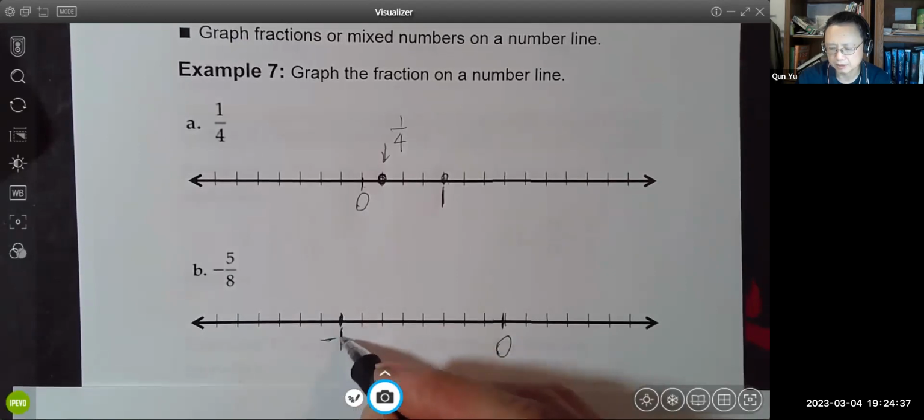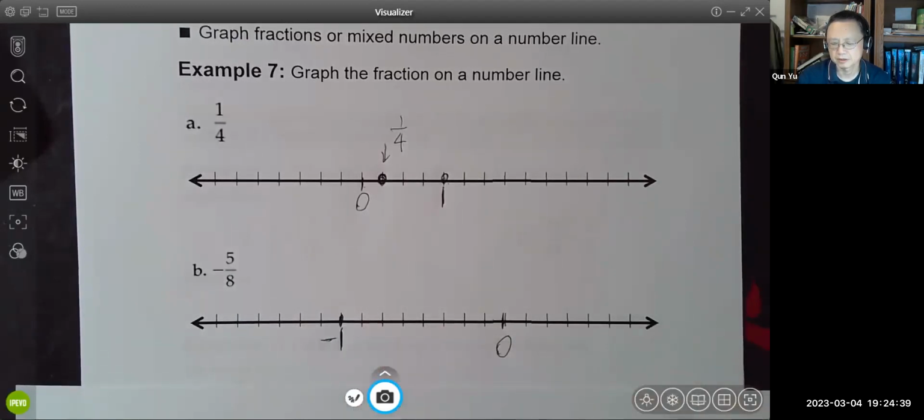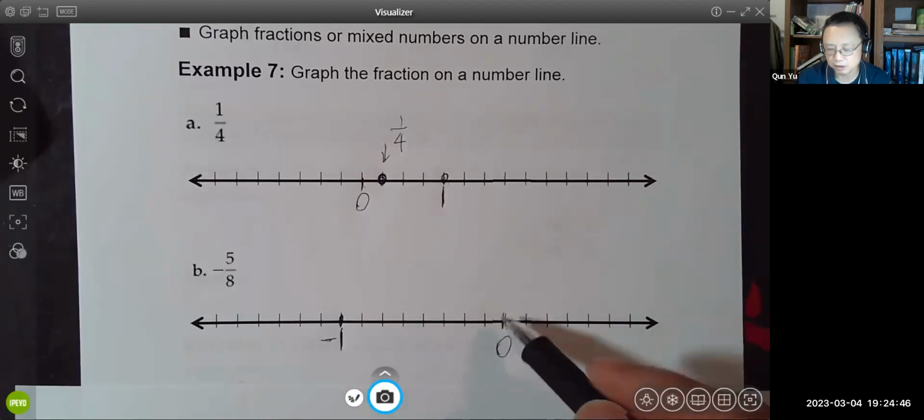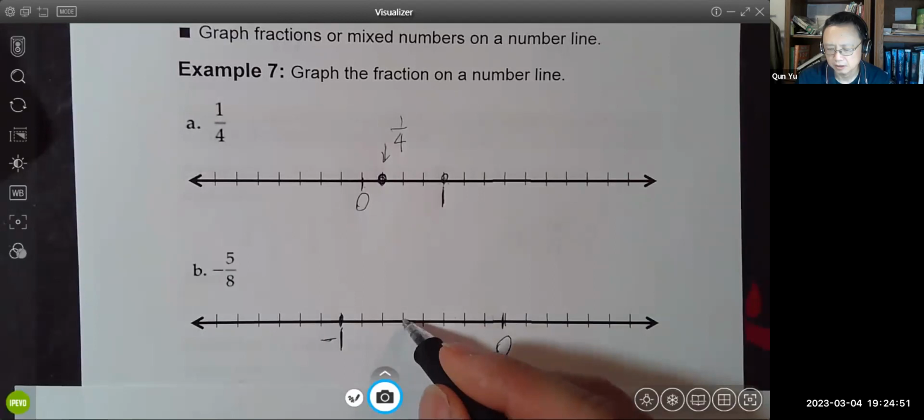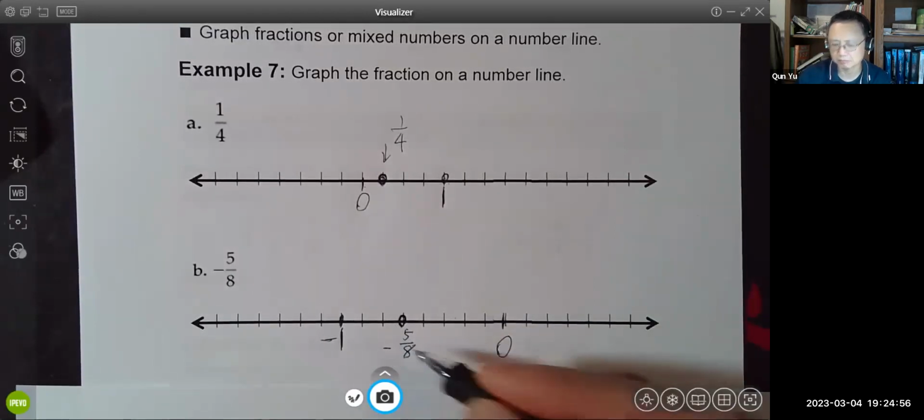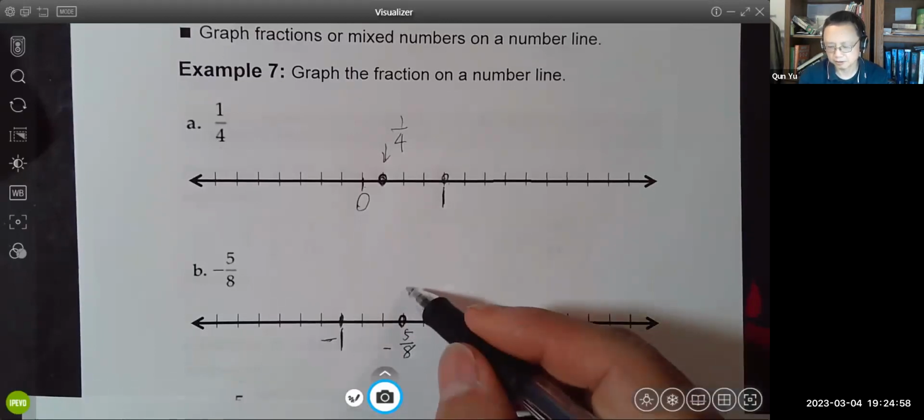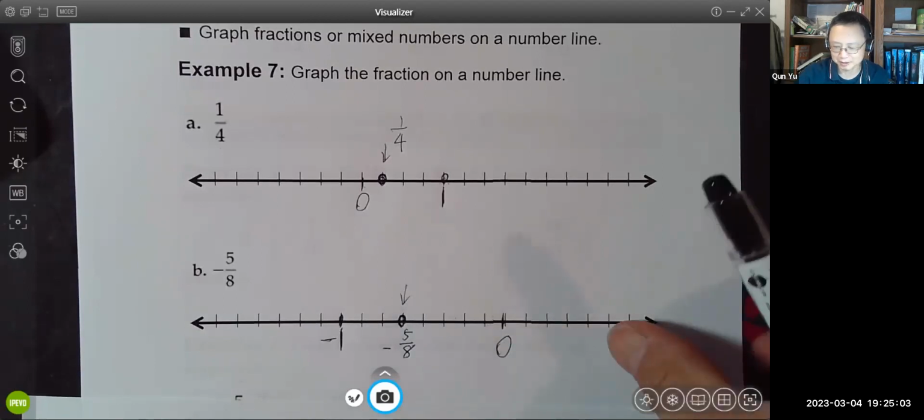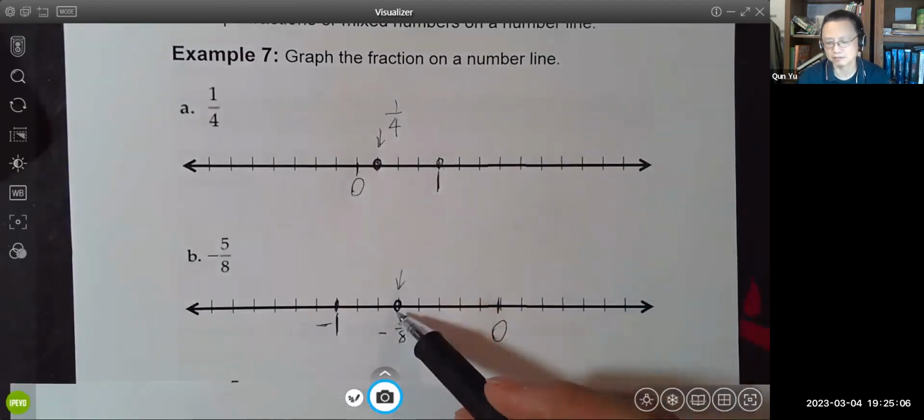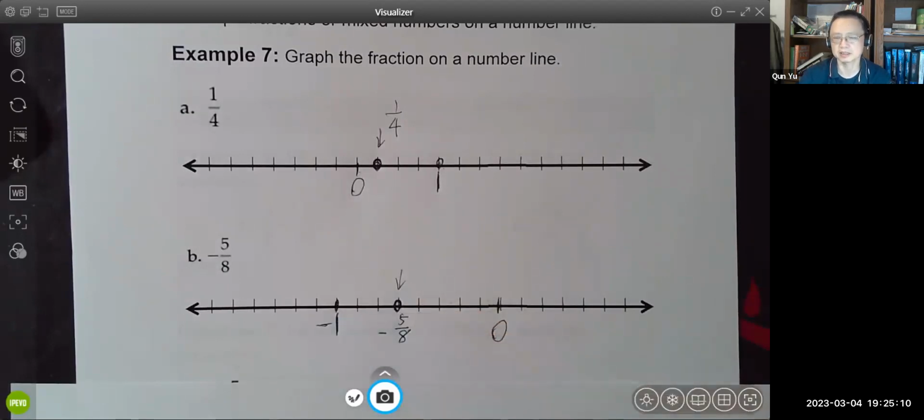Negative 1. And to the left, we get negative numbers on the number line. To the right, we get positive numbers. Now we just need 5 units starting from 0 to the left. 1, 2, 3, 4, 5. This point is our negative 5/8. You don't need to draw this arrow. If you have homework similar to this one, I'm just pointing to this one. This point, not this point, is our answer for the negative 5/8.